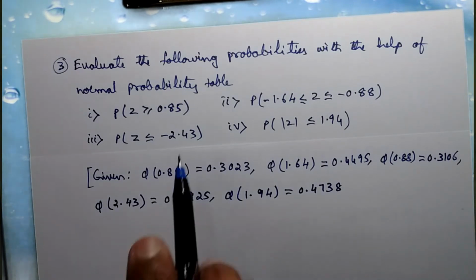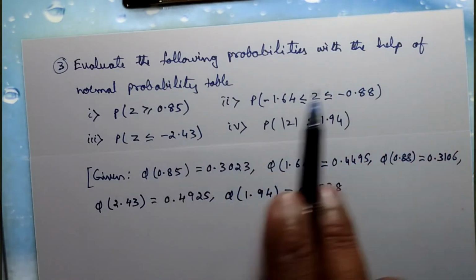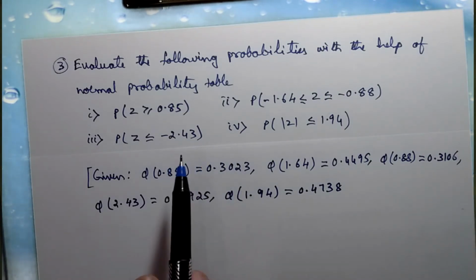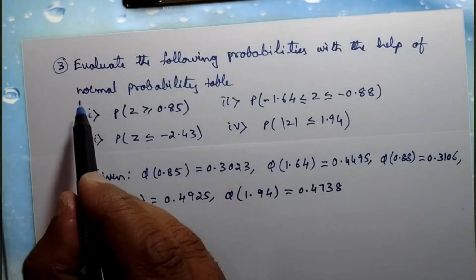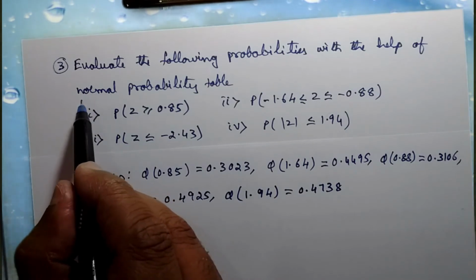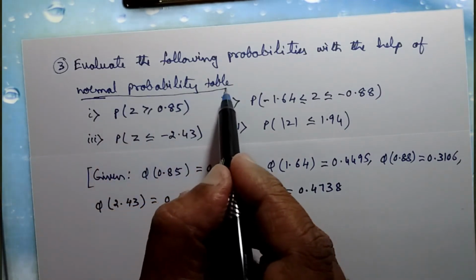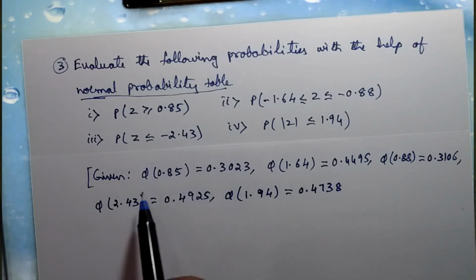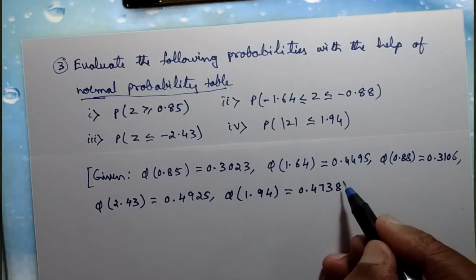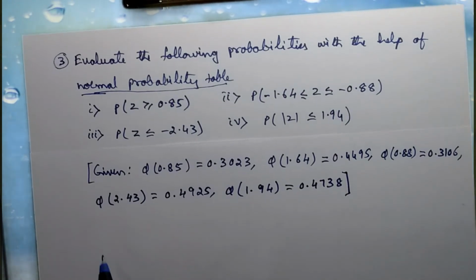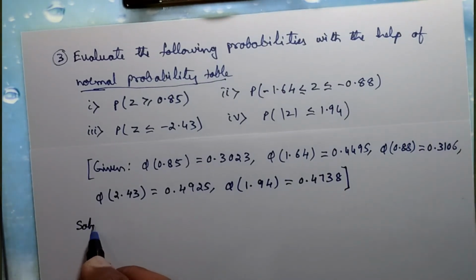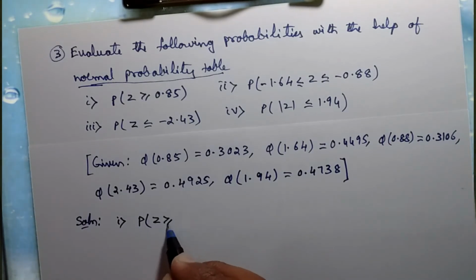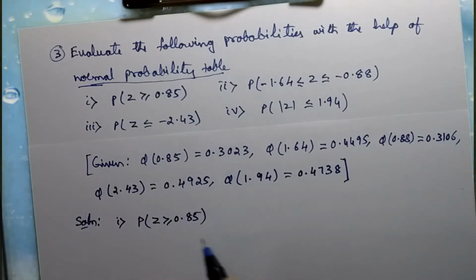So the next question is, evaluate the following probabilities with the help of the normal probability table. Four results are given. You can evaluate them by using the normal probability table. The normal probability table values are already given over here, so you can just refer to these values and then write down the solution. So let us start with the first result. The first result that we have is the probability when the value of z is greater than or equal to 0.85.